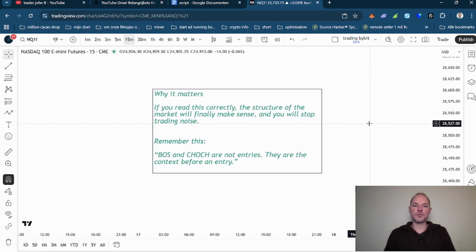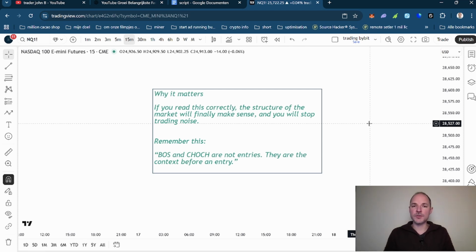Why does it matter that we actually know this? If you want to read the market correctly, the structure of the market will finally make sense, and you will stop trading unnecessary trades and stop entering unnecessary entries. You will actually start seeing the direction of the market and knowing why the market comes back to certain points and moves in certain directions.